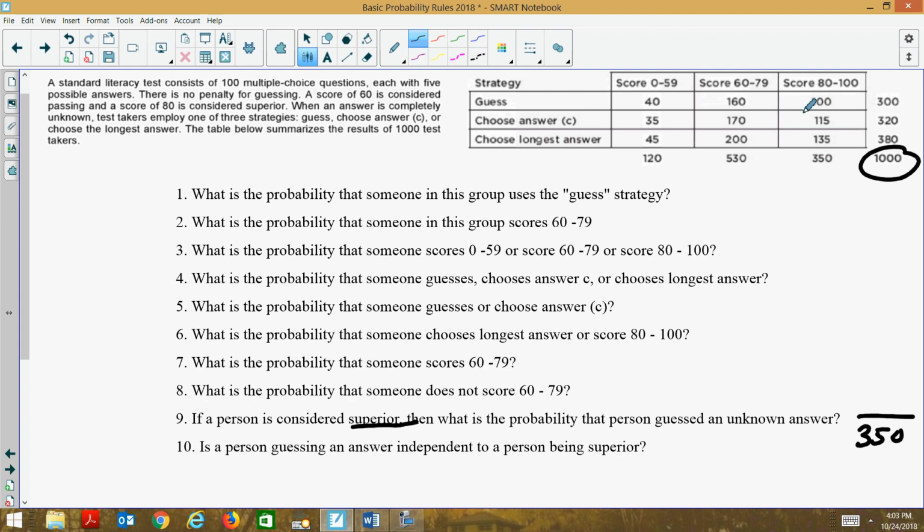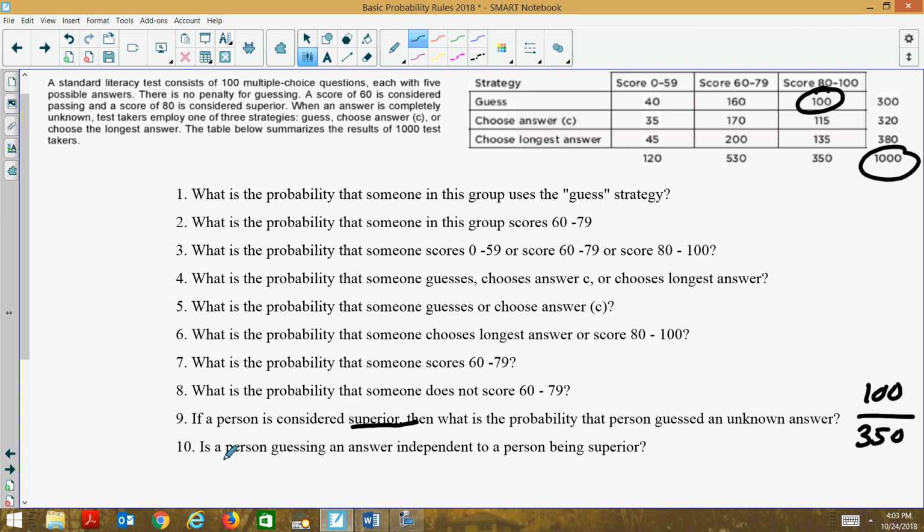So who used the guessing strategy? We only look in the column for those who score between the 80 and 100, and we notice that 100 of those people guessed, and that's how we're able to figure out our conditional probability. This is called a conditional probability.